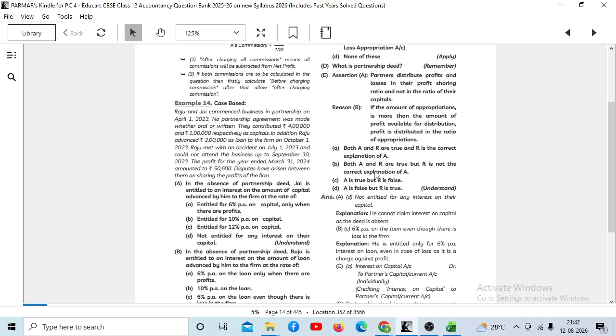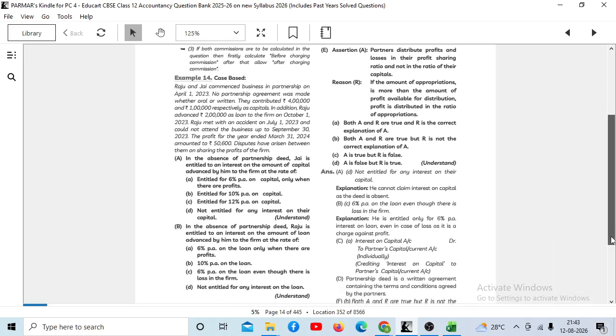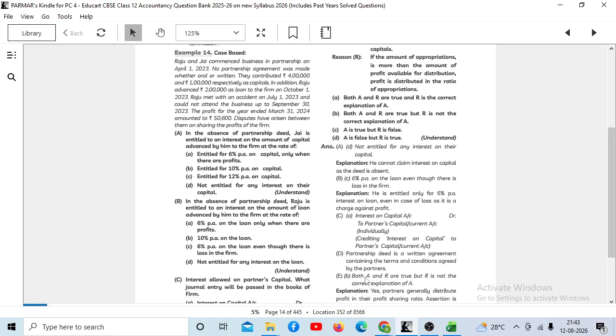So here both the statements are true, but then these are not related. See, the correct answer for this is both A and R are true, but R is not the correct explanation of A, because this is a separate statement and this is also a separate statement. It is not the correct explanation of A. So the correct answer is B.